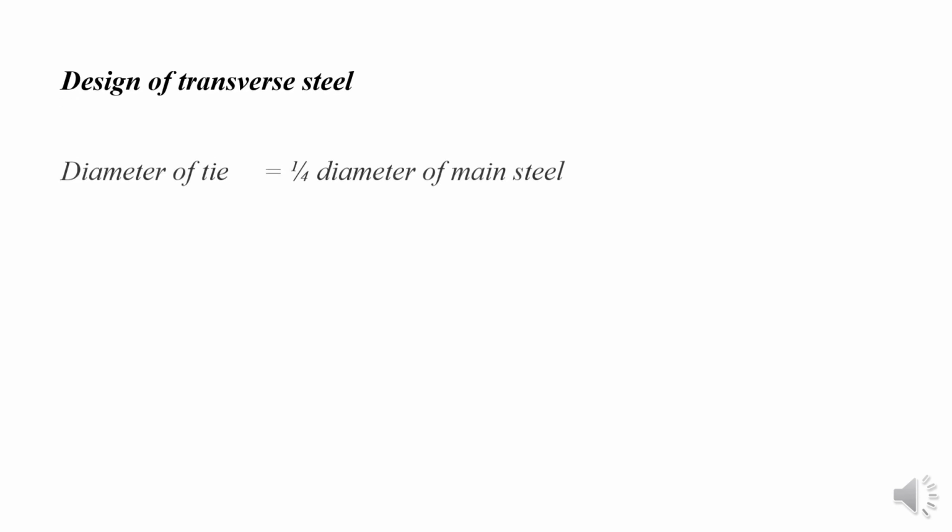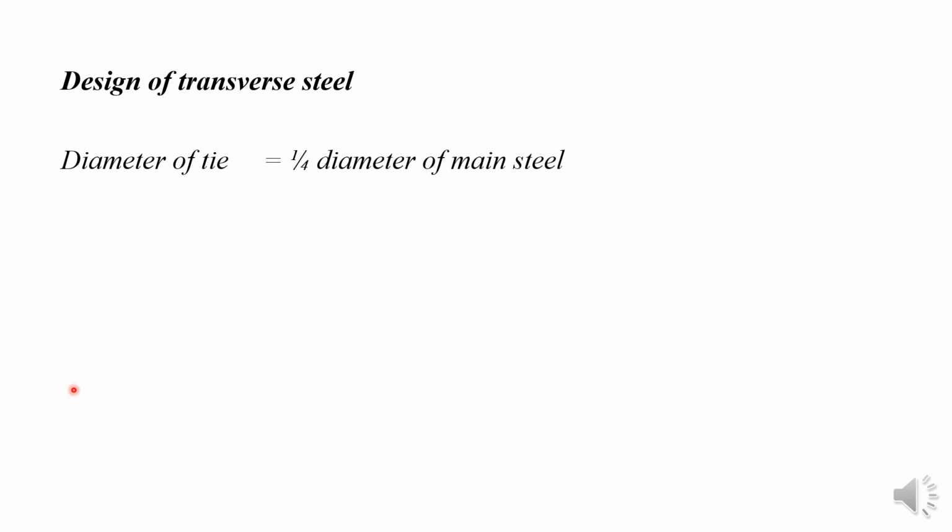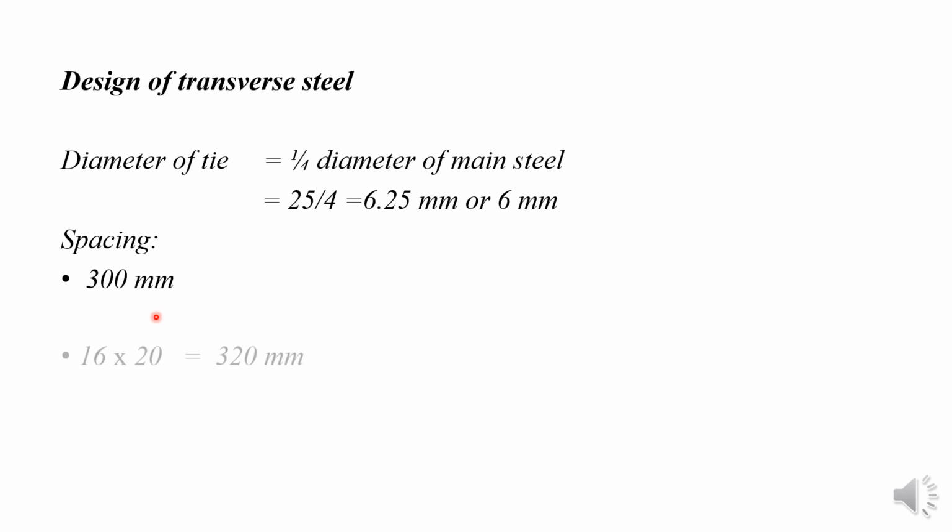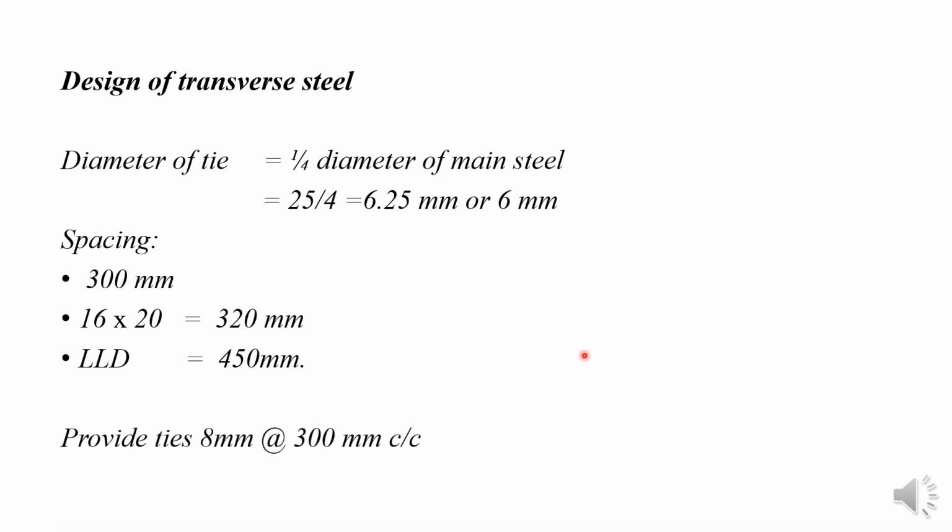Next, design of transverse reinforcement or lateral ties. The diameter of the tie is normally taken as one fourth of the diameter of the main reinforcement. So one fourth of 25 is 6.25 mm, so we use 6 mm diameter lateral ties for the column. Next we find the spacing for the lateral ties. There are three conditions: 300 mm, 16 times the diameter of the smallest bar, and the least lateral dimension. Whichever is least, we take as the spacing. So provide 8 mm diameter bars at 300 mm center to center.